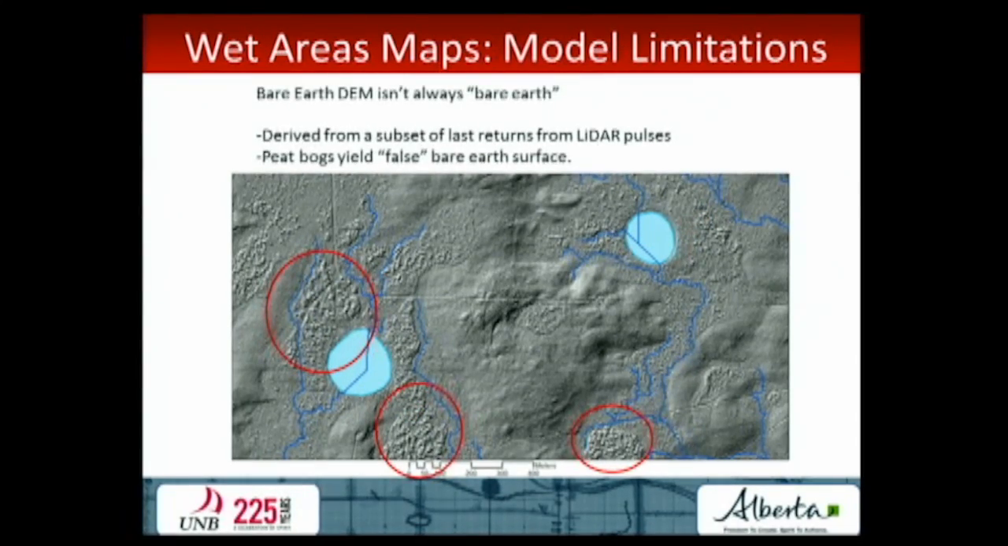One of the other substantial limitations of the wet areas mapping project is that the bare earth digital elevation models are not always representative of the actual bare earth. LiDAR bare earth data is derived as a subset of last returns of laser pulses. And as such, if the last returns don't hit the ground, then we're not able to determine an accurate bare ground representation. So as you can see in these 3 circles in this bottom image, these peat bogs yield a false bare earth surface because the dense mat of peat doesn't allow for the proper penetration to the organic layer.